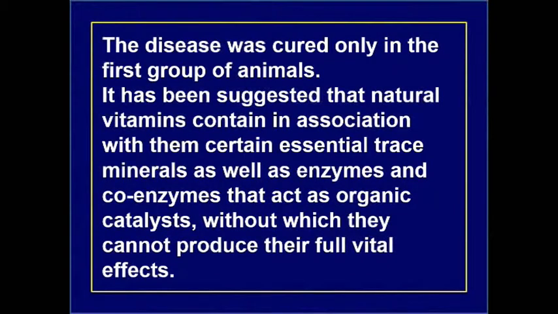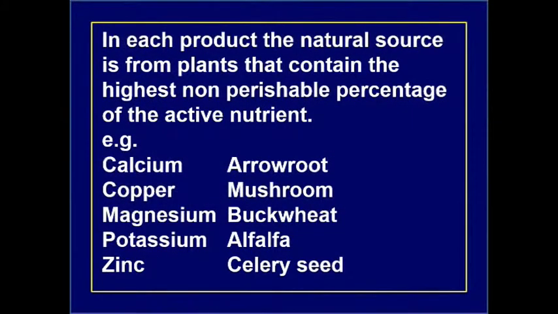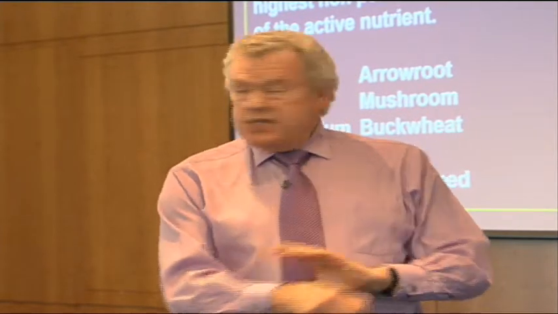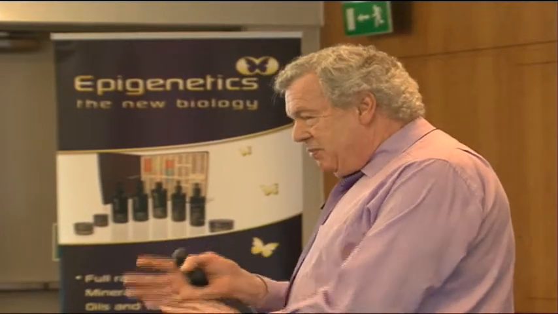It has been suggested that natural vitamins are contained in association with certain essential trace minerals, as well as enzymes and coenzymes that act as organic catalysts, without which they cannot produce their full vital effects. In each product, the natural source is from plants that contain the highest non-perishable form of the mineral. So, for instance, with zinc, the highest source of zinc is oysters. But I haven't been able to freeze dry oysters to put them into a capsule. We might have problems with allergies and all sorts of things.